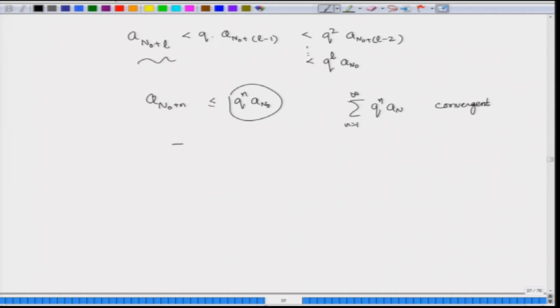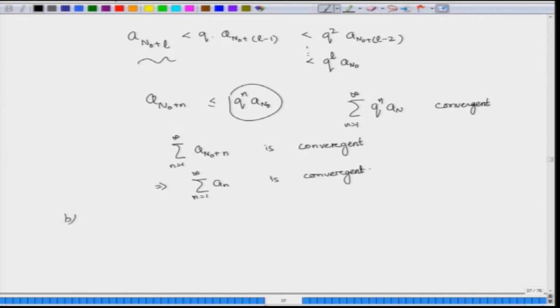Therefore, the series a_{n0+n}, n equal to 1 to infinity, is convergent. So, this will imply that with finitely many terms added, the series a_n from 1 to infinity is convergent. So, if L is strictly less than 1, then what we have shown is that this is a convergent series.